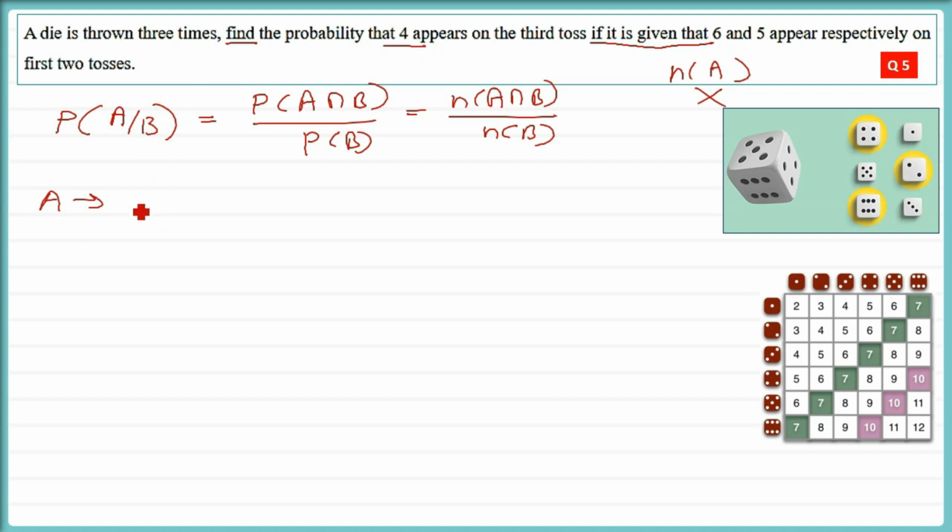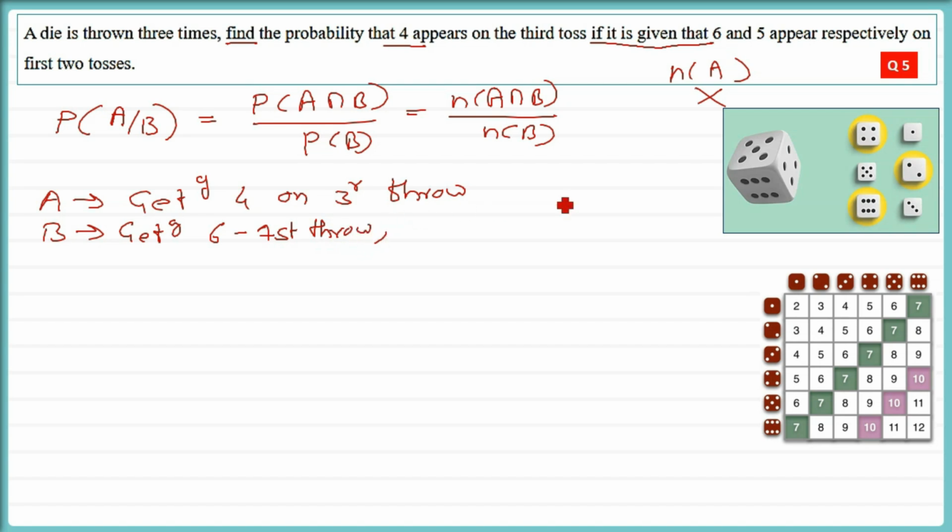Always, whichever event you have to find is taken as A. So getting 4 on the third toss will be taken as A. And B will be what? B will be getting 6 and 5 respectively on the first and second tosses. So first 6 will come, followed by 5. So our die will face up 6 first, and then the second time it will be 5.